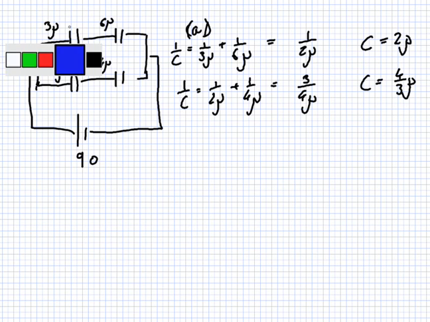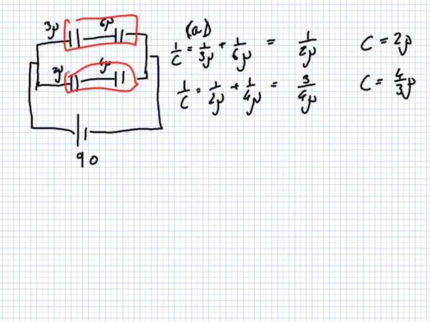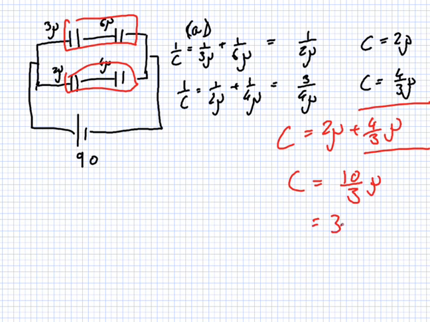Then I have to add the top one with the bottom one. Because they're in parallel, I just add them together straight. So the C here is 2 micro plus 4 over 3 micro, which is 10 over 3. 10 over 3 is 3.33 microfarads.